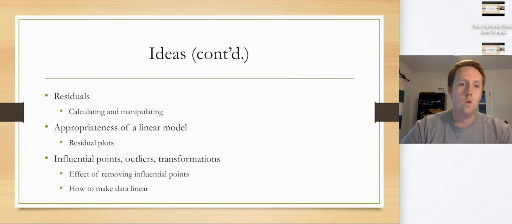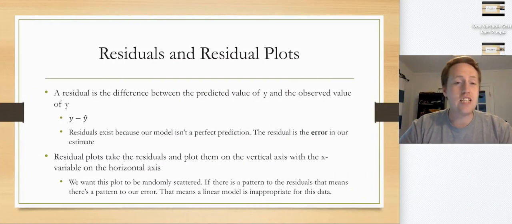So let's do it. A residual is the difference between the predicted value of y and the observed value of y. So y minus y hat. Residuals exist because our model can't answer every question we ask it, right? It's not going to be perfect. We're just hoping it's really good. The residual then is the error of our estimate.